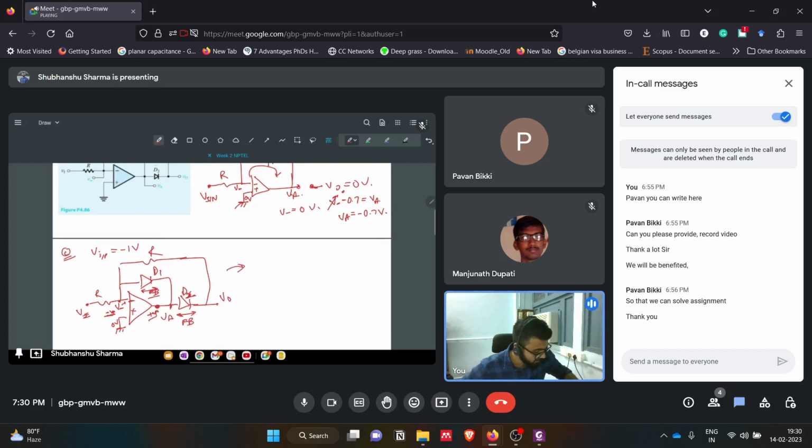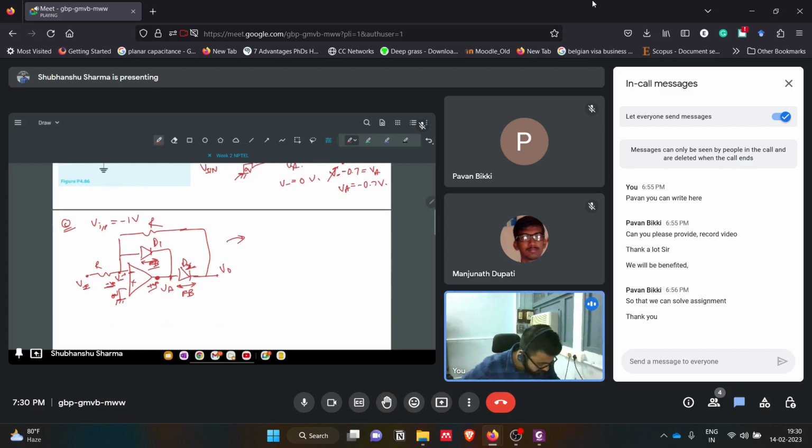Just one question: what if this was not grounded? I know no one will reply, but still I'll ask. If this was 2 volts, what would have happened then? Can anybody tell me? Because I gave 1 volt here, this is 2 volts. What will happen in this condition? Just think. If you want to write in the chat box, you can write.